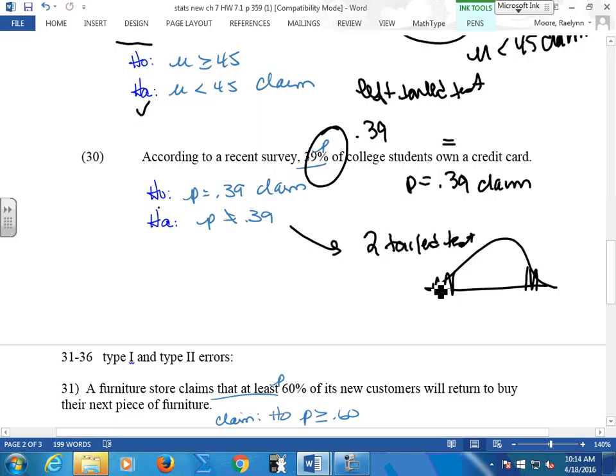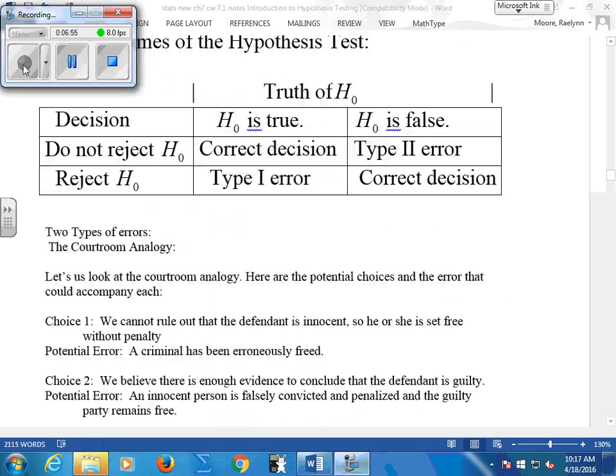So our goal is to set up a claim. If it's got an equal sign, it's the null, the H0. If it doesn't have an equal sign, it's the HA. Regardless of what it is, we take its complement. And we test always off the HA. We test off the HA. Good so far? H0 can be false.